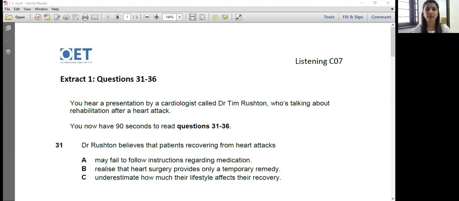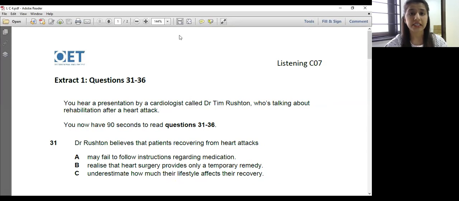Okay, so what we are going to look at today is listening part C. The reading and listening tests are quite identical, which means the kind of sections, the kind of questions, and the skills being tested under each section of reading and listening are quite similar. The major difference is that you are listening to the content and answering in the listening test, whereas in the reading you are reading the text and then answering questions based on it. Okay?